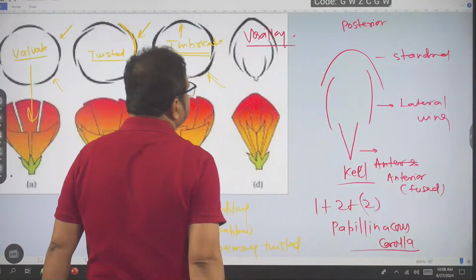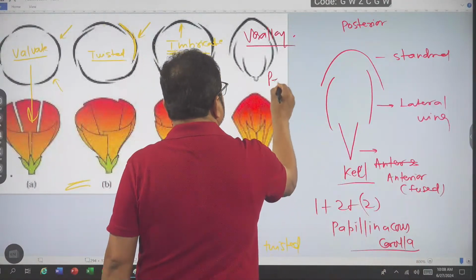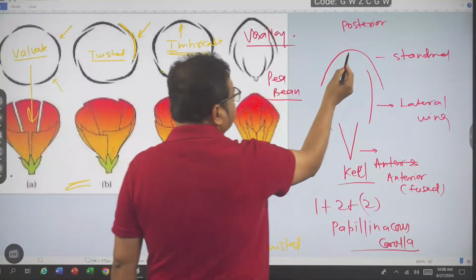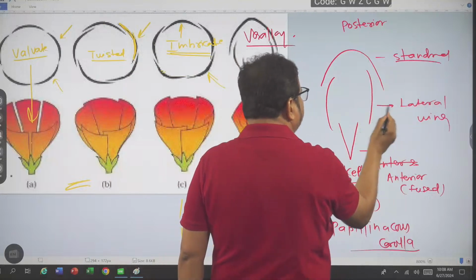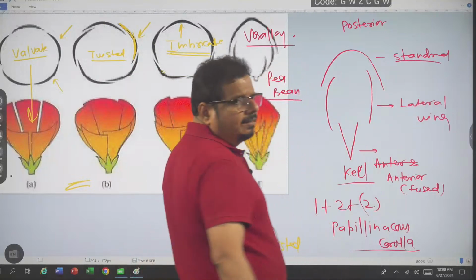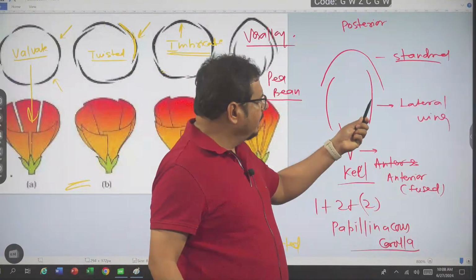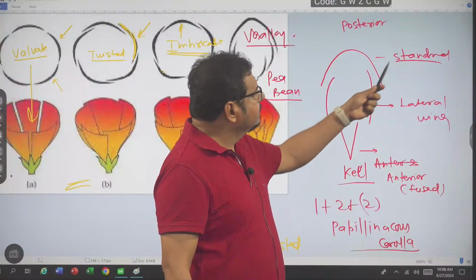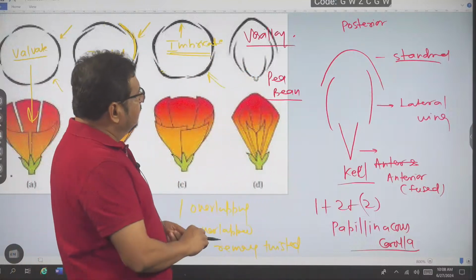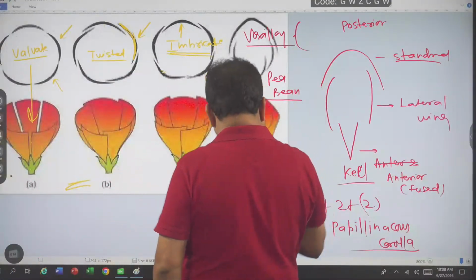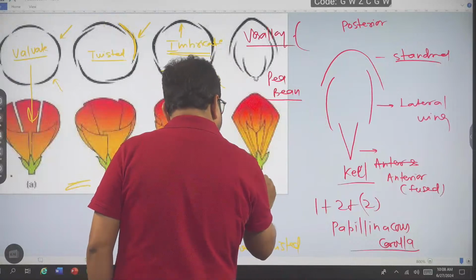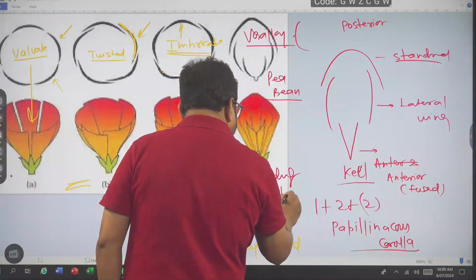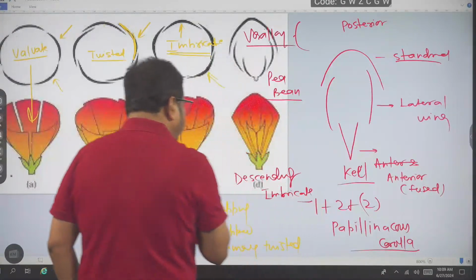That type of aestivation is present in which one? Pea, bean, or members of family Fabaceae. This is the largest. So the standard is overlapping the wings, and the wings are overlapping the keel. Keel is anterior and fused, standard is posterior, and it is called vexillary. It has another name also, descending imbricate. Vexillary is also called descending imbricate type of aestivation.